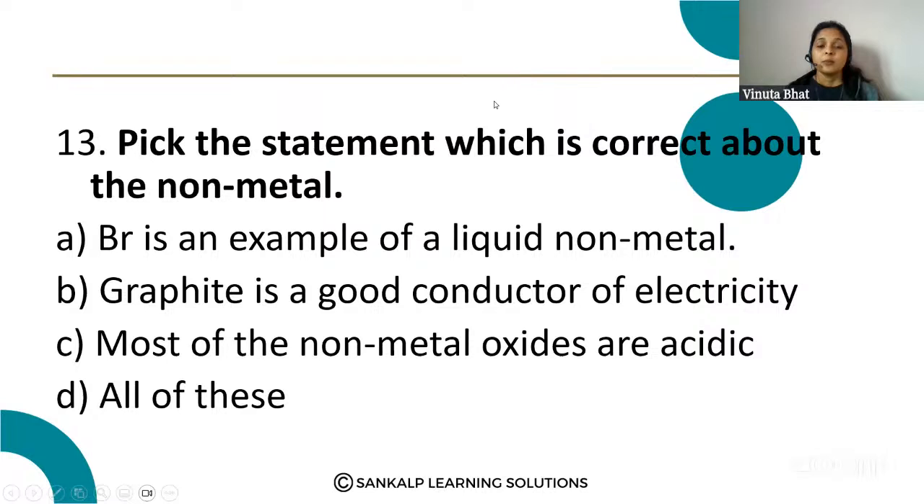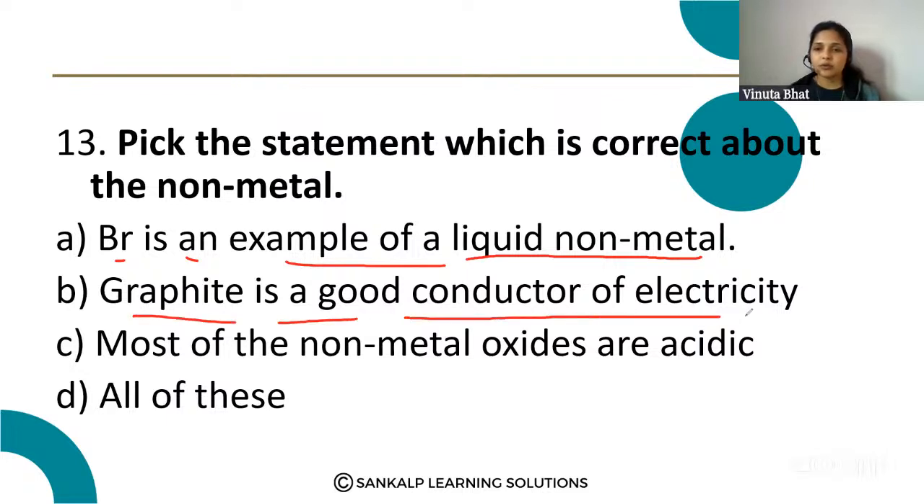Next question. Pick the statement which is correct about the non-metal. Bromine is an example of a liquid non-metal. Graphite is a good conductor of electricity. Most of the non-metal oxides are acidic. All of these. Here, which is correct about the non-metal?